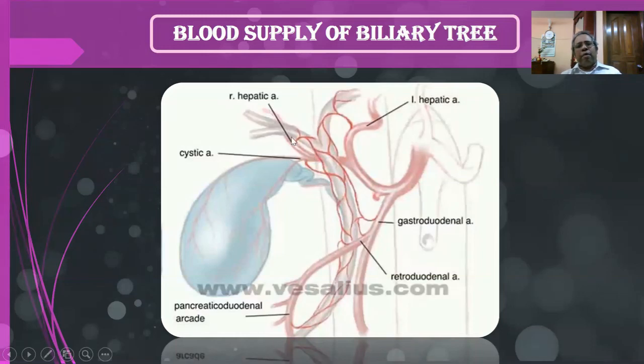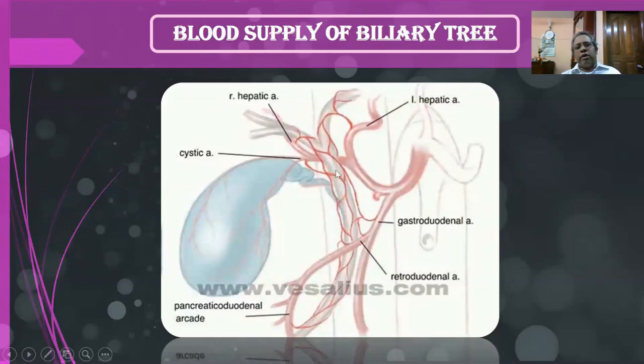So there are branches coming from the right hepatic artery, the left hepatic artery, the gastroduodenal artery, the retroduodenal part of the artery, and the pancreaticoduodenal artery. So the CBD is supplied by a lot of branches in an interlacing fashion, which is not required for your examination, but it is required for evaluating the anatomy, and during surgery, if you incise, there are a lot of branches coming from all sides.